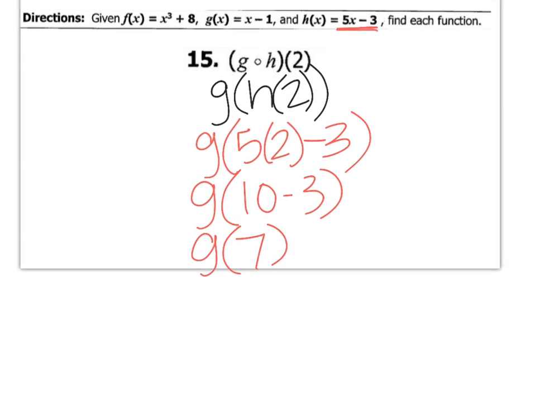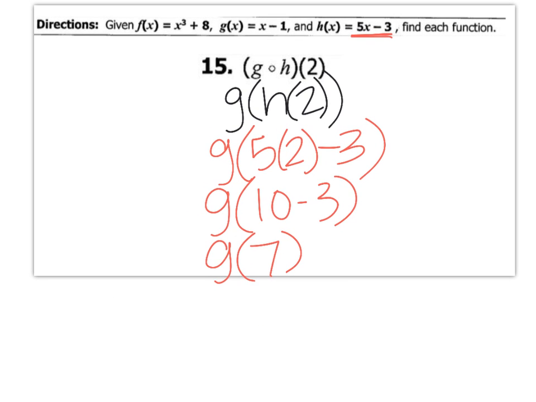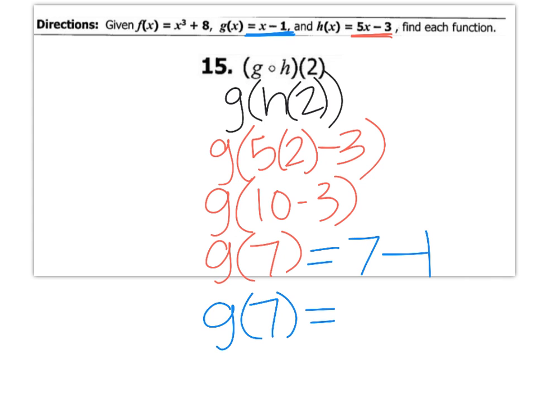Now it's the same idea. We're dealing with g of 7, so we look at our g of x equation, and we know g of 7 is going to equal x minus 1, but instead of writing an x, we want to write a 7, so 7 minus 1. So g of 7 equals 6. 7 minus 1 is 6. So our final answer is 6.